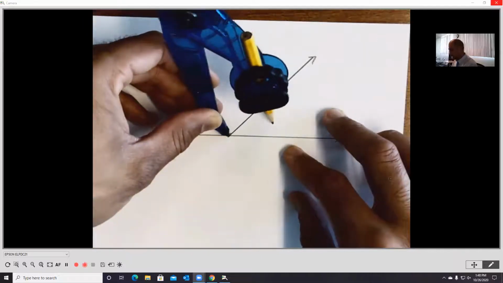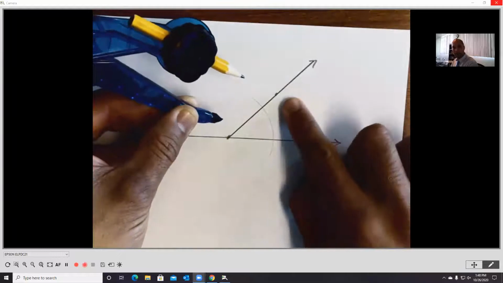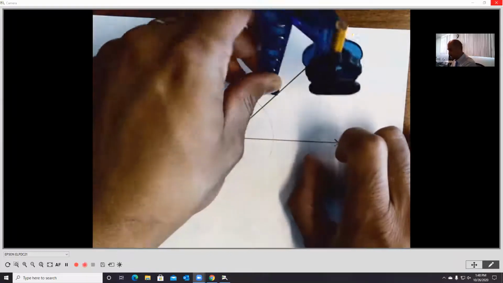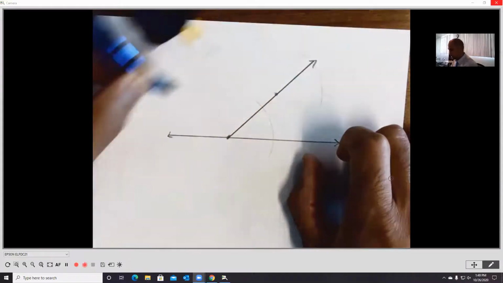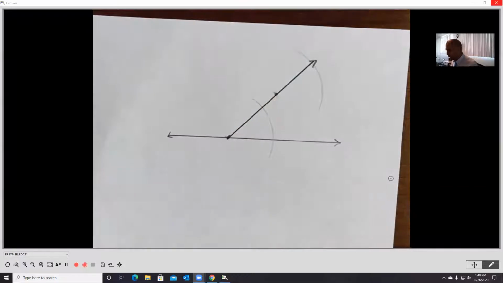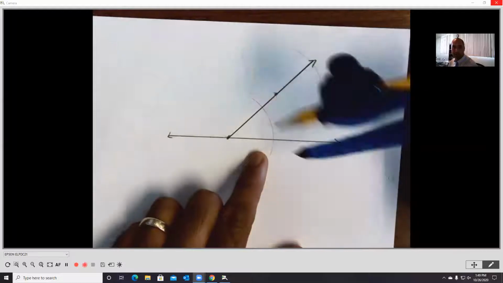Once we have that, I'm going to take an arc. I'm going to move my needle onto this other point. I'm going to create another arc. I need to make sure that my arc goes far enough down here. Now, once I have that, what I need to do to copy this angle is I need to copy exactly what this width is.